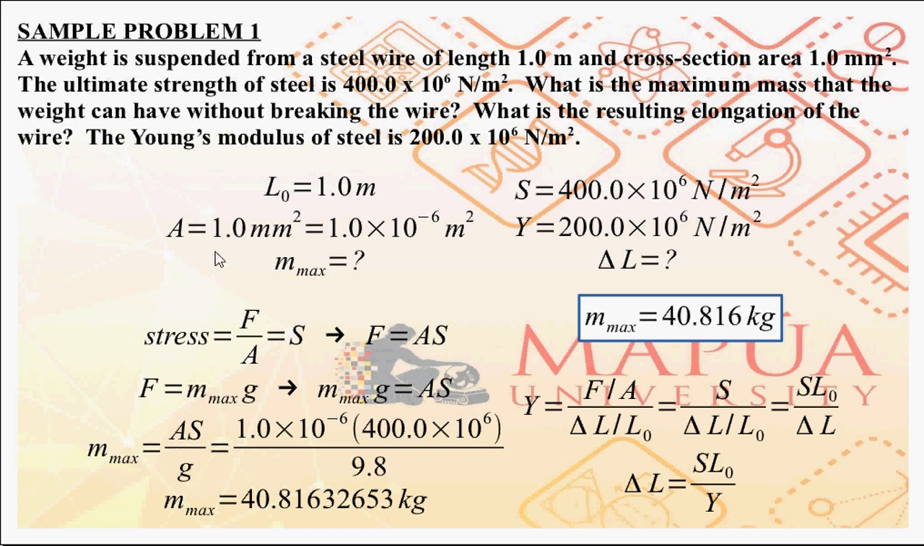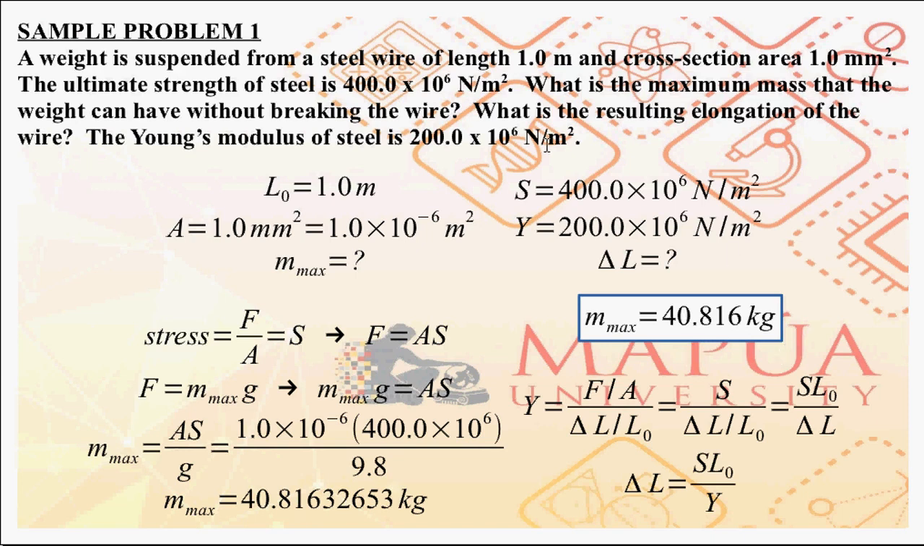We know A, we know S, and we know g to be 9.8 meters per second squared. We are able to calculate the maximum mass that the weight can have. M max is equal to 40.816 kilograms.